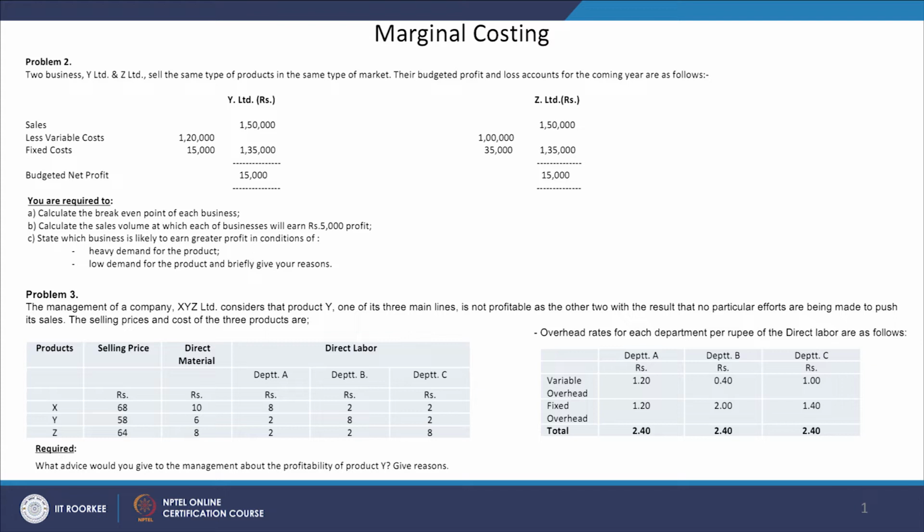On the basis of this, we have to evaluate the performance of these three products X, Y and Z, and then conclude whether the notion of the management is right, that product Y is less profitable as compared to products X and Z, or not. Let us understand this problem and do some analysis. What you have to do is prepare a comparative profitability statement of these three products.